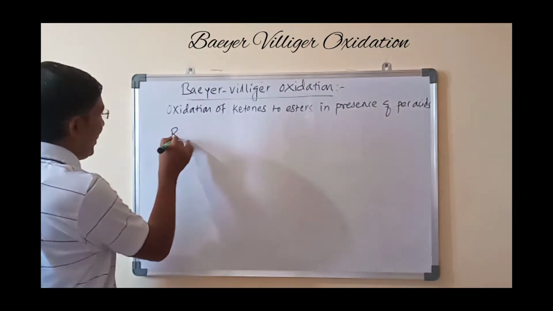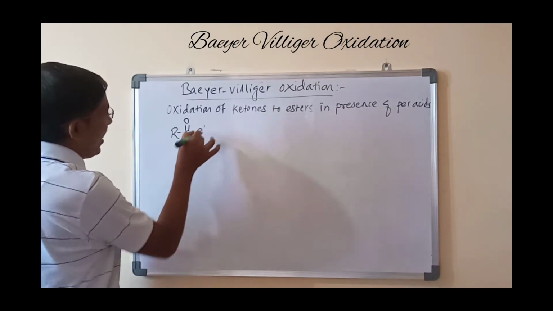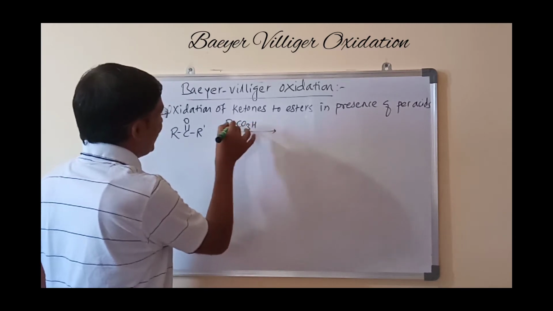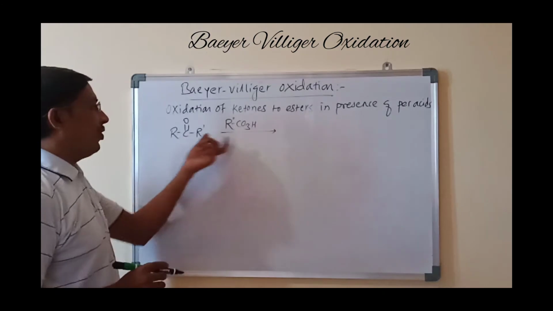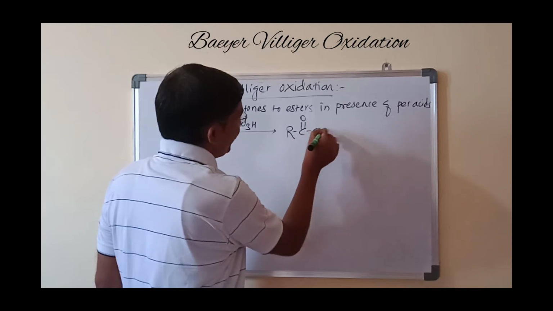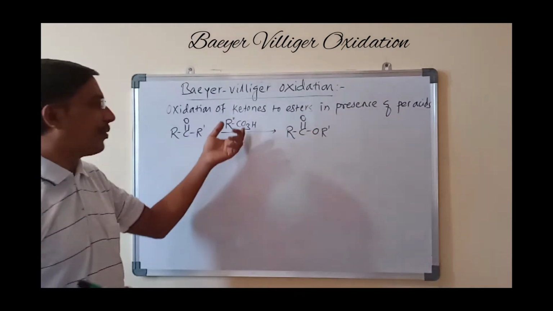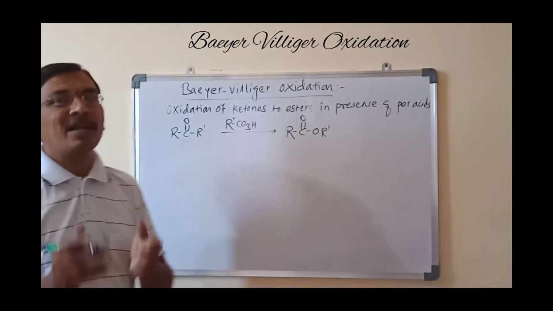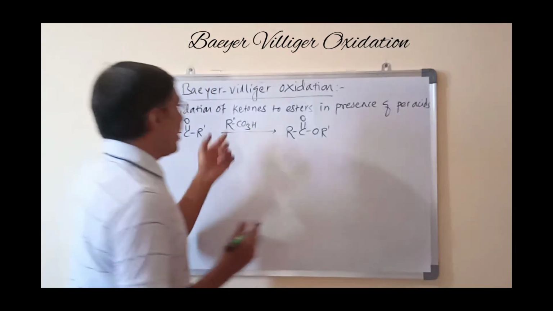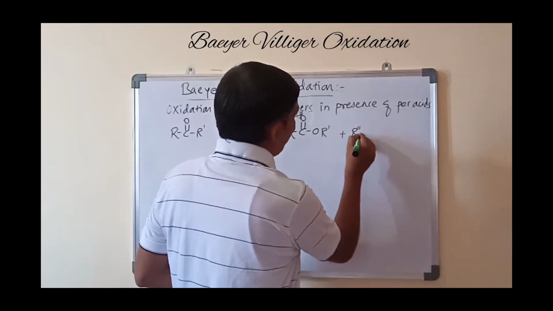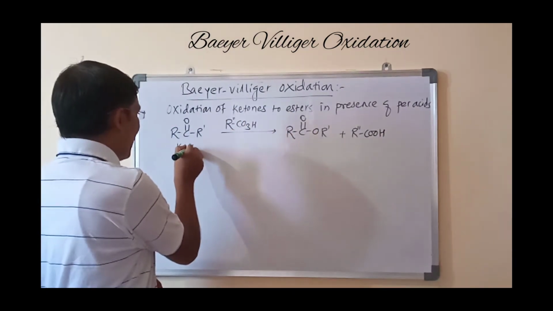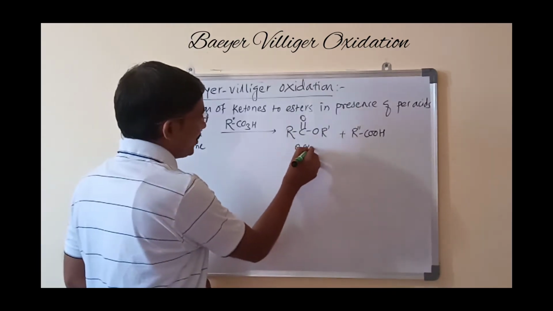That is, any aliphatic ketone RCOR' in presence of per acid, that is RCO3H, here it is R''. Now what happens here, the ketones are converted into esters. That is, one of the oxygen from that per acid is inserted in between the carbonyl carbon and one of the alkyl group which is more electron donating, and the byproduct here is R''COOH. Ketones are converted into esters in presence of per acid.